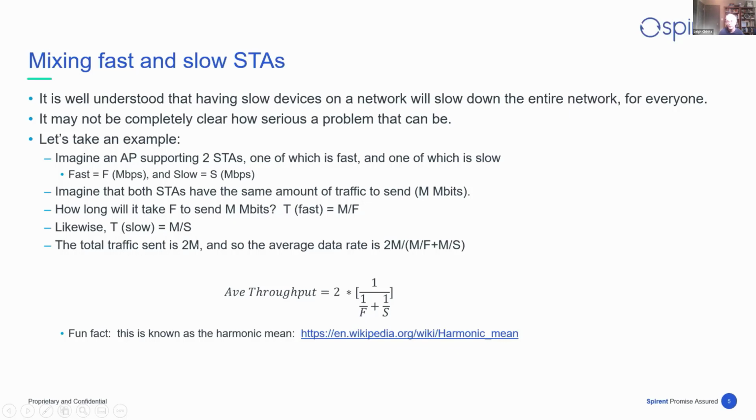So the total traffic sent is going to be 2M, and the data rate would be 2M over the time, which is the sum of the fast time and the slow time shown here. If you cancel out the M's because they don't matter anymore, you can see that the average throughput in this case is 2 times a ratio based on 1 over the fast rate and 1 over the slow rate. By the way, this is known as the harmonic mean, and you can feel free to read about it in many places, but Wikipedia's got a nice little entry on it.